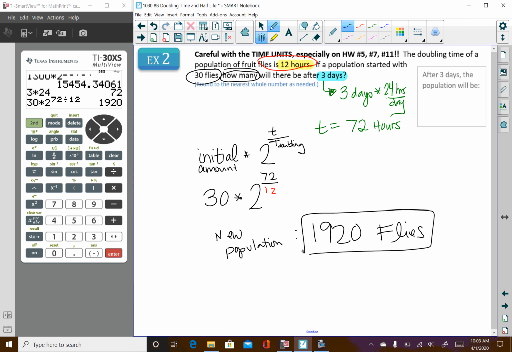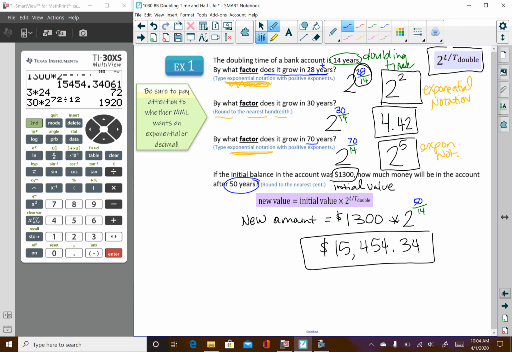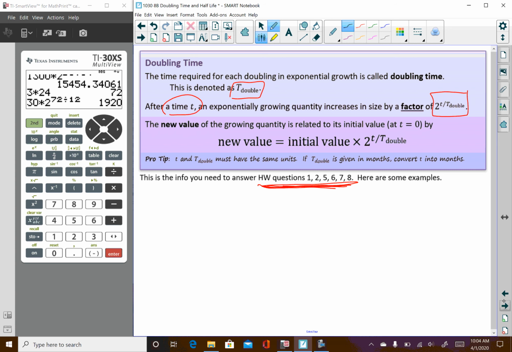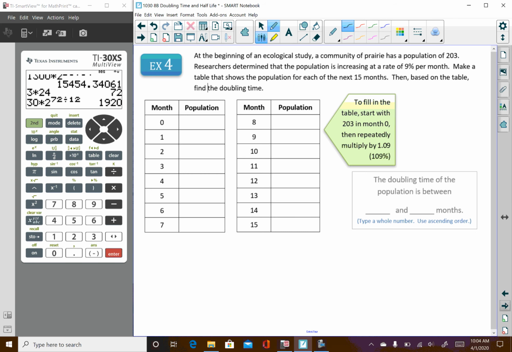Oftentimes, if it is like flies or people or animals, my MyMathLab will have you round to the nearest whole number. So even if you had gotten a decimal there, you'd probably want to round that to a whole number. Okay, if I were you, I would pause the video and go back and do numbers 1, 2, 5, 6, 7, and 8. And then once you have those ones done, you can come back to the video and we'll start with example 4, which I'm going to start right now.